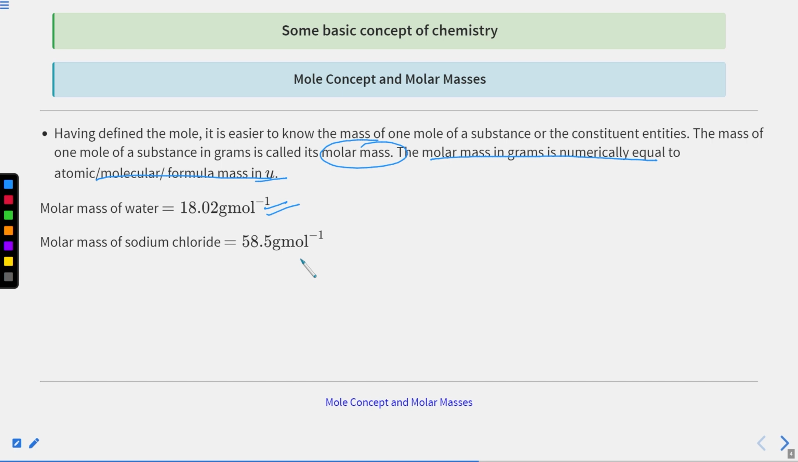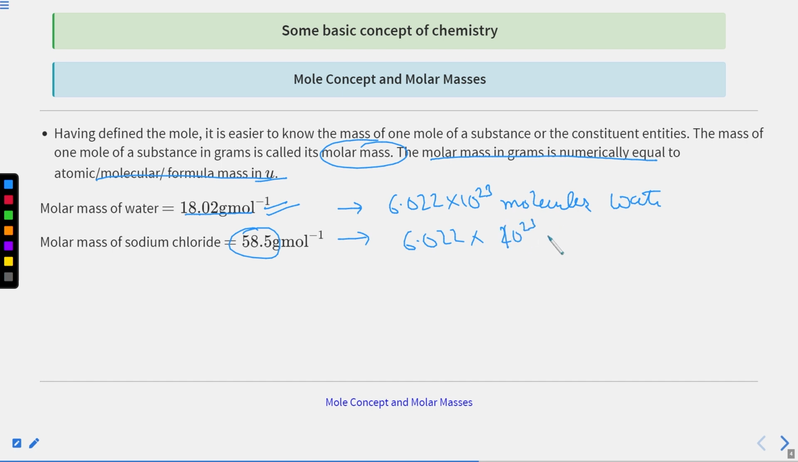So what does it mean? This much amount of water, 18.02 grams of water, will contain how many molecules of water? It will contain 6.022 into 10 to the power 23 molecules of water. The molar mass of sodium chloride is this much, which means this mass will contain 6.022 into 10 to the power 23 formula units of sodium chloride, that is NaCl.